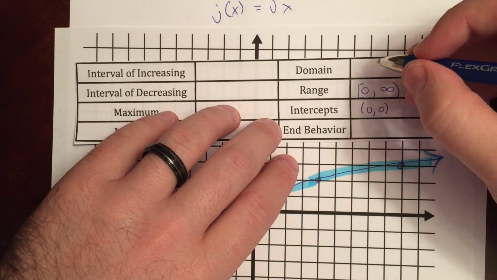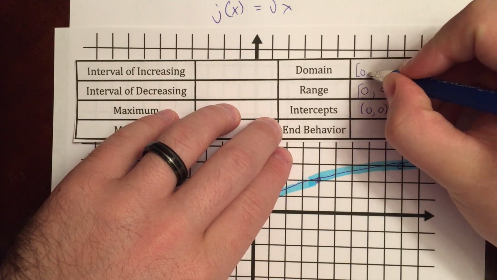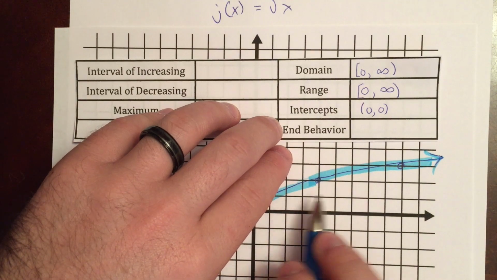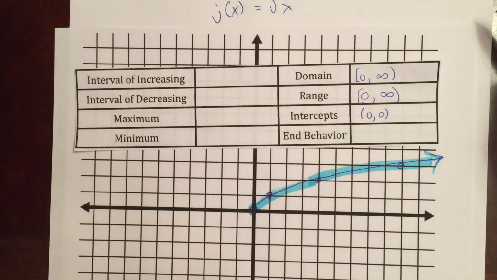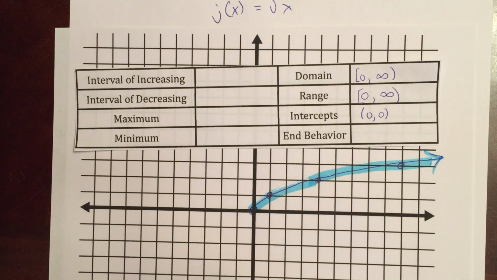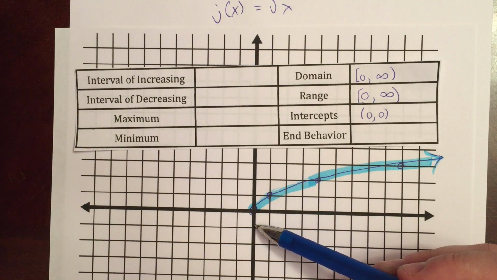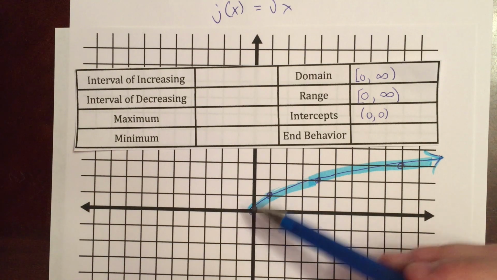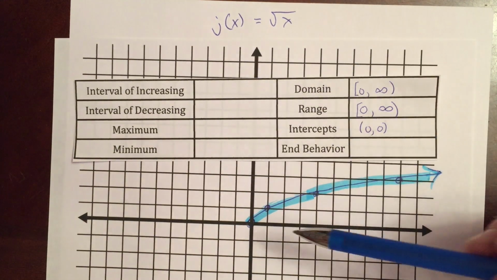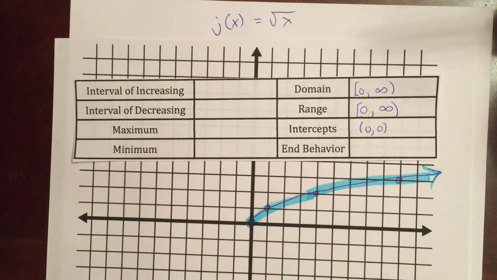The domain is also from 0 to infinity because it'll keep going. The x values will keep increasing, just like the y values will keep increasing for the range forever. There'll never be a negative x value because you can't square root negative values, and therefore you can't get a negative value out of the square root.